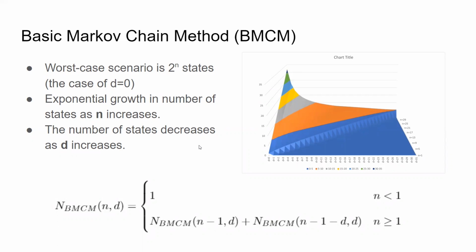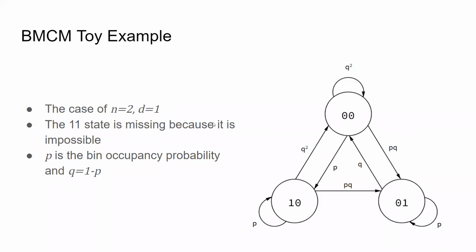Earlier, I was saying that we connect these states with transition probabilities depending on the frame configuration that each frame represents. To show what this means, I'm going to go through a toy example. Here we have a case of n equals 2 and D equals 1. Notice we have these 3 states, 0, 0, 0, 1, and 1, 0. But we don't have a 1, 1 state because it's impossible since D equals 1. So once we see an occupied bin, the next one is implied to be 0.